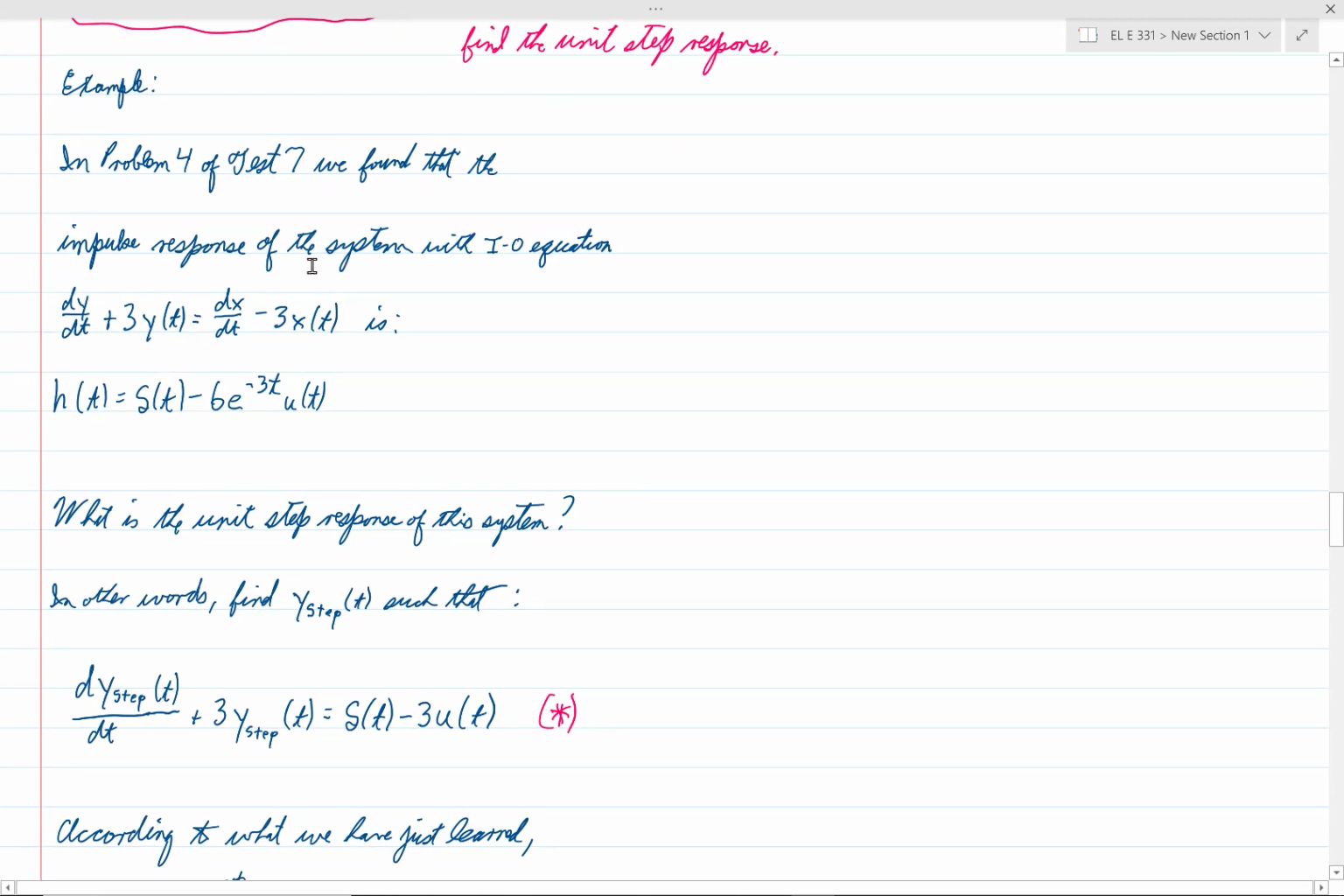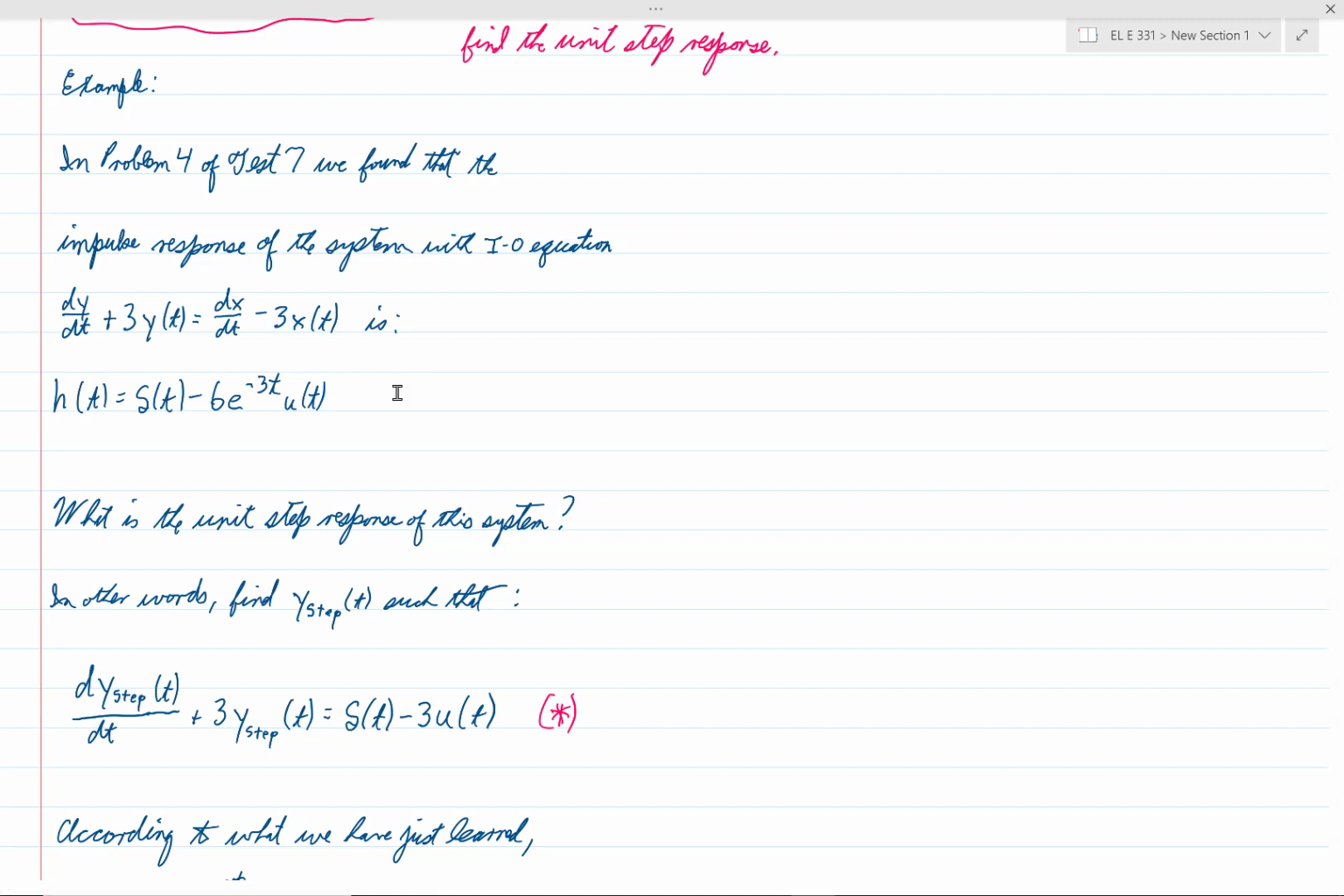Okay, in problem 4 of test 7, we found that the impulse response of the system having this input-output equation right here is h of t equals delta of t minus 6e to the negative 3t u of t. We found that using the technique learned in lecture 7 and reviewed above here at the beginning of lecture 8. So now, suppose that for this system we don't want the impulse response, but we want the unit step response.